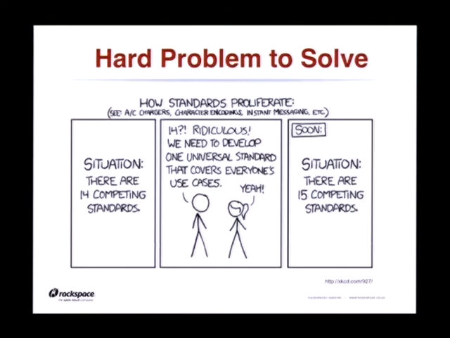So this is pretty much like XKCD, right? You have 14 standards. You say, hey, I found a solution for everything, I'll just create a new one. And then you have 15 standards competing against each other, which again, sucks.